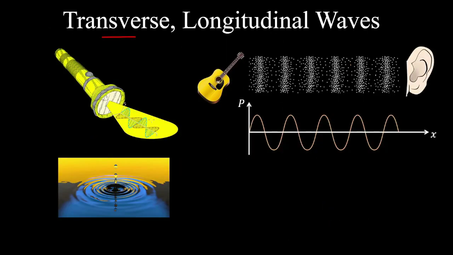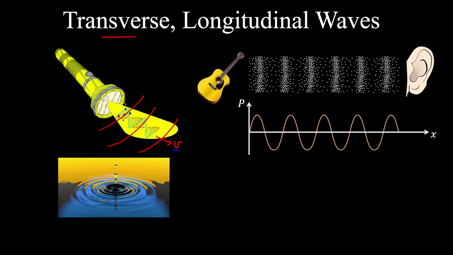In a transverse wave, such as a light wave for example, where the wavefront propagates in this direction at the speed of light, the direction of the disturbance is perpendicular to the direction that the wave propagates. So for example, if we look at a photon, it's going to oscillate back and forth in a perpendicular direction to the velocity of this wave front.